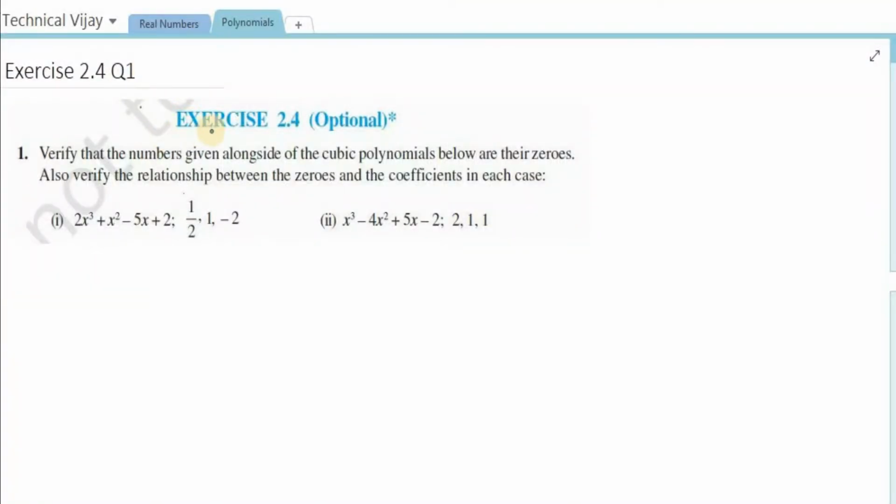So here is exercise 2.4. This is actually an optional one, but we have to solve this one. These are also very important questions which may appear in the exams. Sometimes they are asked in the exams, so we have to be ready for solving this type of questions also.